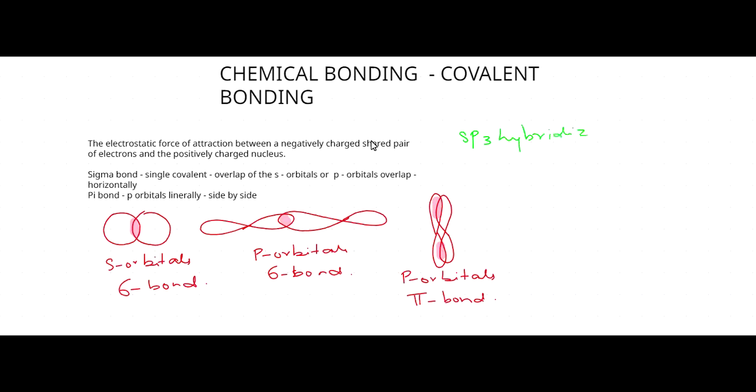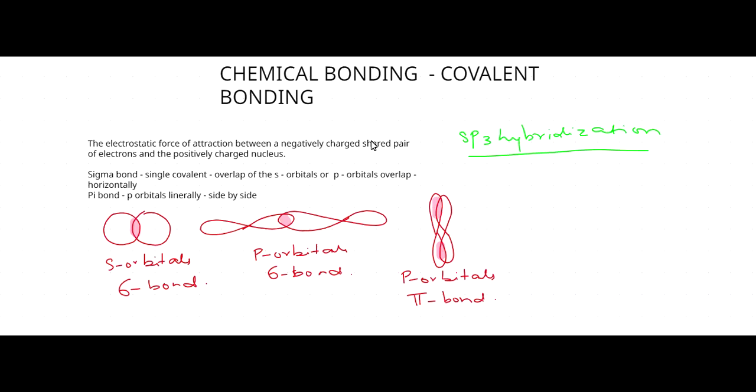What is sp3 hybridization? Basically, when p orbitals are involved in making a single covalent bond, this is a sigma bond; a pi bond is when they're making the double covalent bond. So in a double covalent bond, there are two bonds. The first bond will be a sigma bond, and the second bond will be a pi bond.